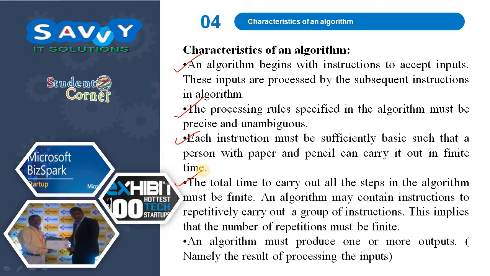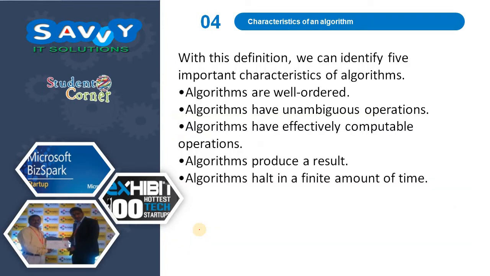An algorithm may contain instructions to repeatedly carry out a group of instructions. This implies that the number of repetitions must be finite. An algorithm must produce one or more outputs, namely the result of processing the input. So, with this definition, we can identify five important characteristics of an algorithm. Algorithms are well ordered. Algorithms have unambiguous operations. Algorithms have effectively computable operations. Algorithms produce a result. Algorithms halt in a finite amount of time.